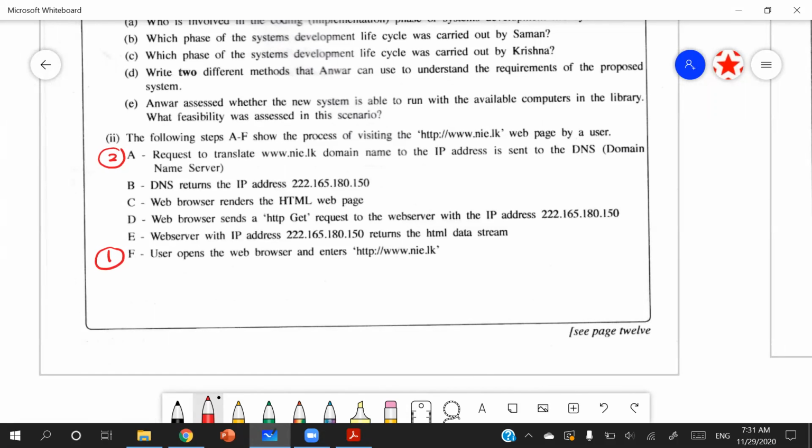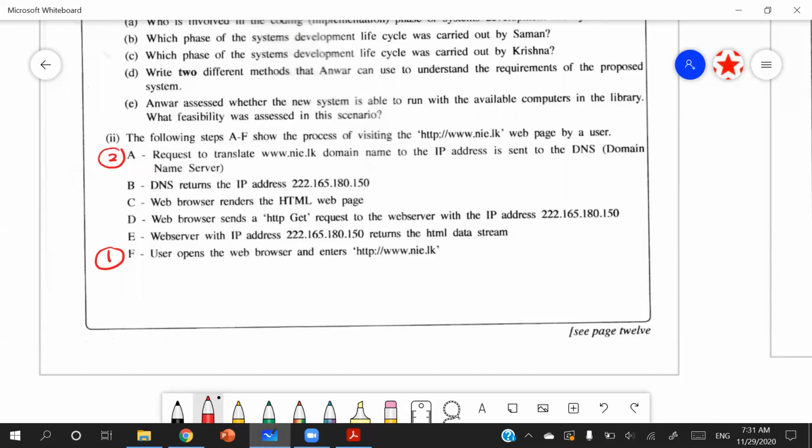So third, fourth and fifth are matched. DNS returns the IP address, once it is requested, right? Then the browser will send the HTTP GET request to the web server with the IP address 222.165.180.150, right? Then the web server means what? The place or the computer which holds the web pages of the particular website. It's again another computer, right?